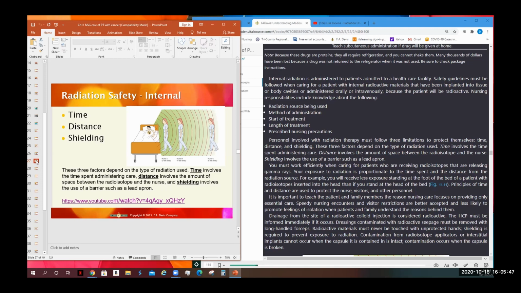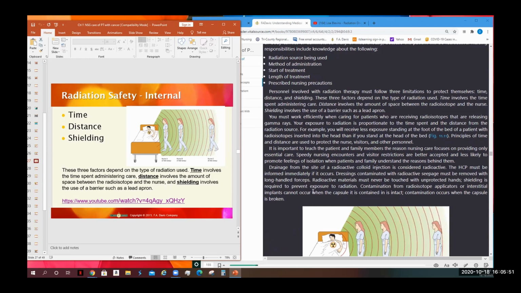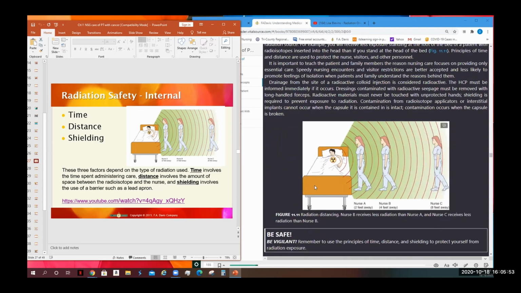Drainage from the site of a radioactive colloid injection is also considered radioactive. The HCP must be informed immediately if it occurs. Dressings contaminated with radioactive seepage must be removed with long-handled forceps. Radioactive materials must never be touched with unprotected hands. Shielding is required to prevent exposure to radiation.